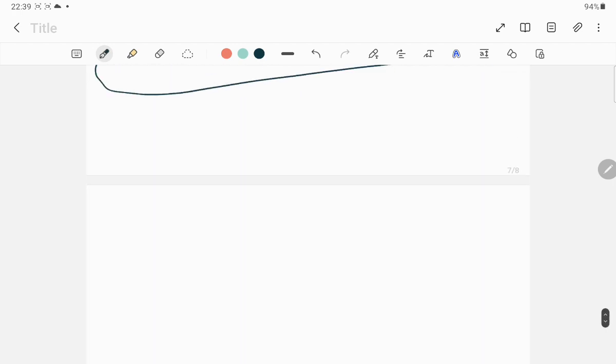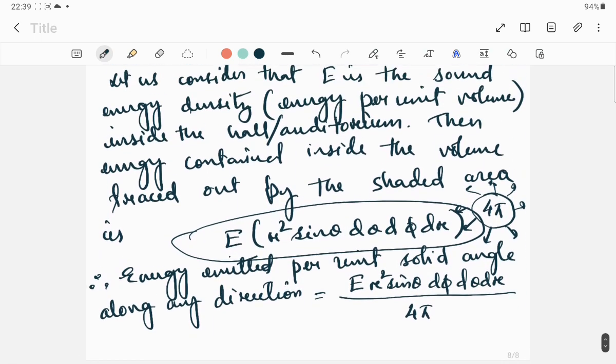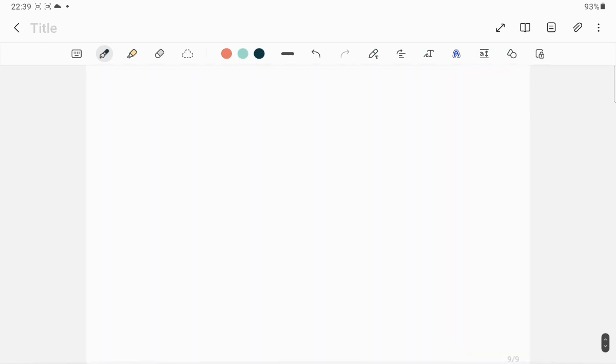But we need to know now how much energy is received by ds. To know about ds, we need to know how much is the solid angle made by ds with this particular volume. Now for that, we need to draw this diagram.